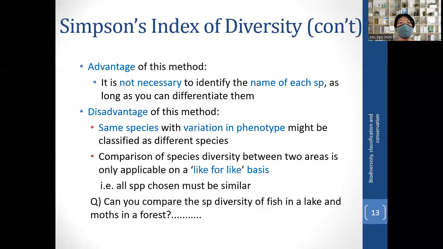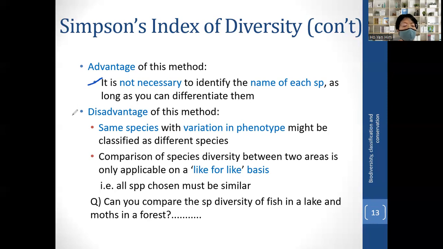So the advantage of this method is that it's not necessary for us to identify the species name. As long as you see that this one looks very different, then you classify it as 1 species. That one looks even more different, so it is another species. So you don't have to know the species name, and you can still find out the species diversity.